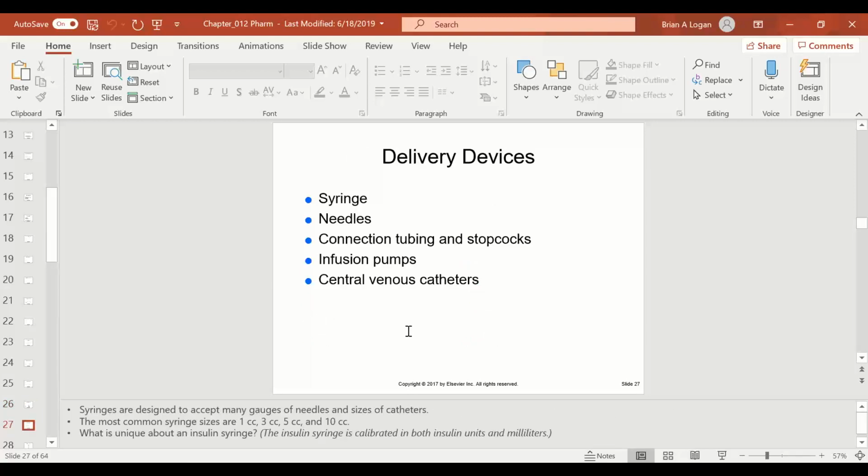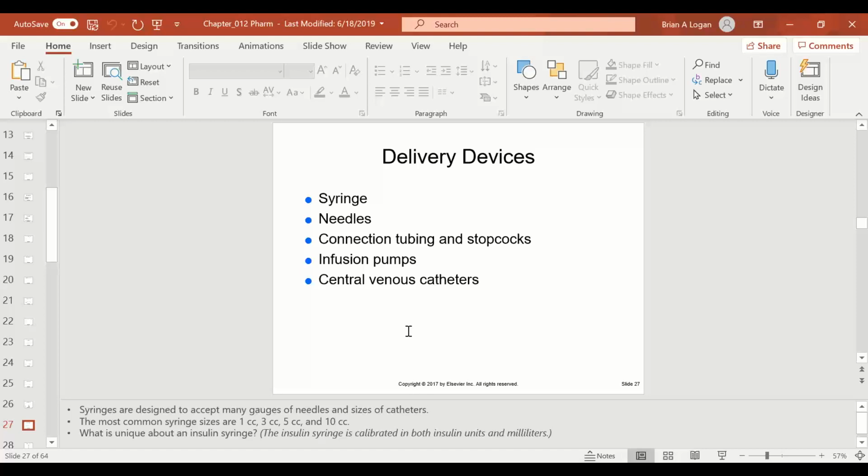These are our delivery devices, right? The things we're going to use to actually administer medications. A syringe, right? And there's all different kinds of types and sizes of syringes. You have like 1 cc, 5 cc, 10 cc, 30 cc, 60 cc syringes.